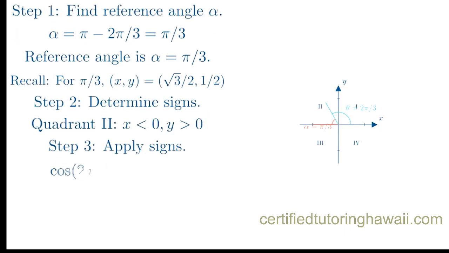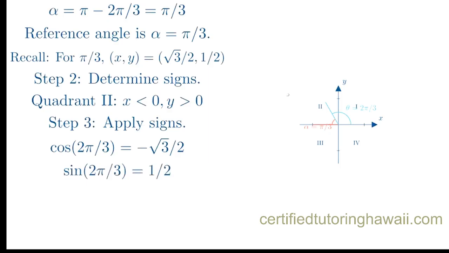So, we take the x and y values from the reference angle and apply the quadrant 2 signs. The coordinates for 2 pi over 3 are negative square root of 3 over 2, 1/2. Therefore, cos 2 pi/3 equals negative square root of 3 over 2, and sine 2 pi/3 equals 1/2. And there you have it.